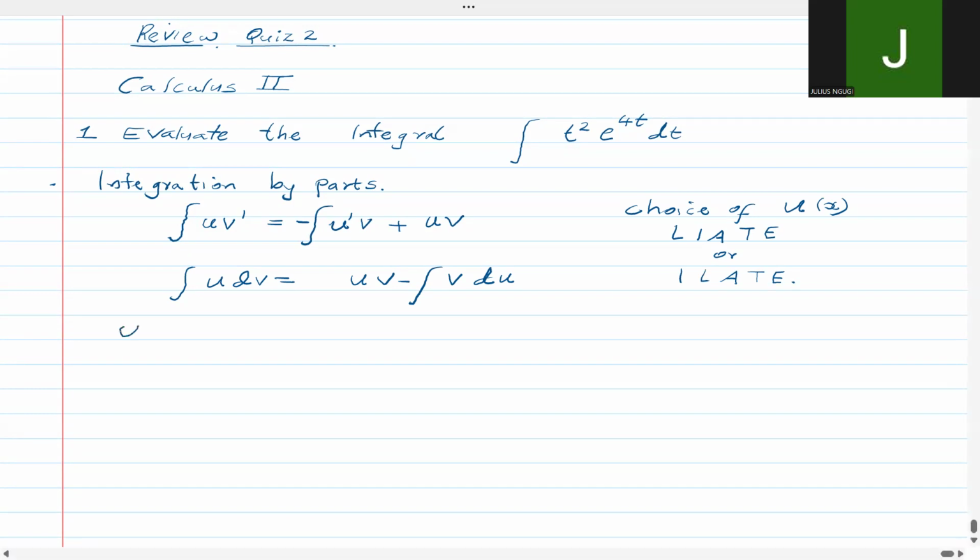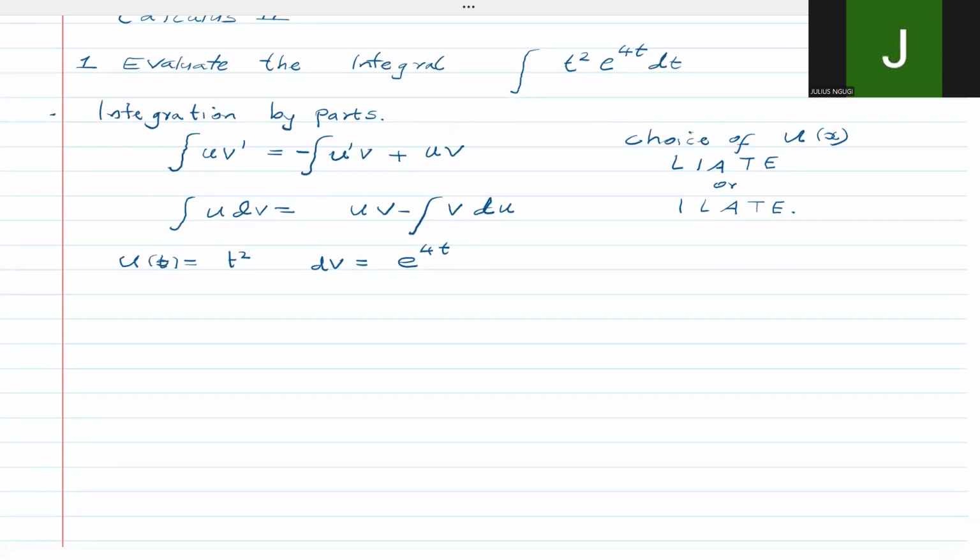So in this case, our u of x, or u of t for this matter, is equal to t squared, because that's algebraic, which comes before exponential. And dv, or v prime, equals e to the power 4t. So u prime, or derivative of u, is equal to 2t, and to find v, you integrate, and the integral is e to the power 4t the way it was. Now, instead of multiplying by 4, you multiply by the reciprocal of the derivative of the power.